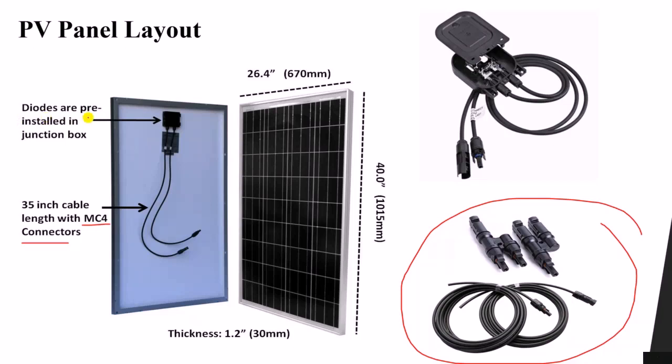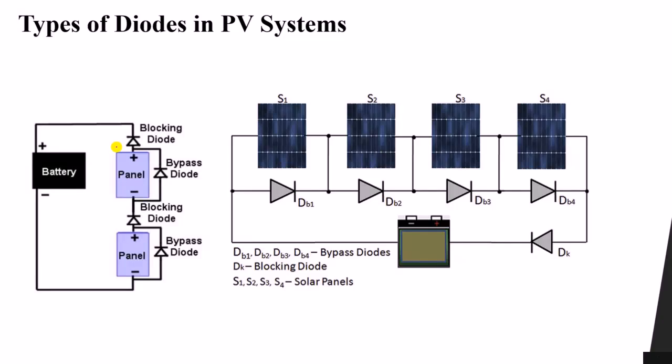You will find that inside the junction box there are diodes. Now what are these diodes? They are the diodes which we discussed before. We have two types of diodes in the PV system. Remember that we talked about the bypass diodes in order to solve the problem of the shading effect. Each part of the panel has a bypass diode, to bypass a part of the panel if it has a shading effect.